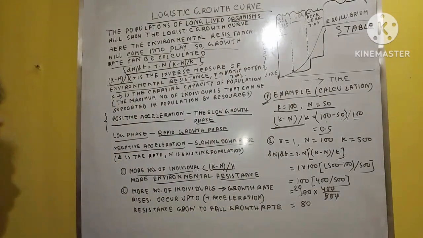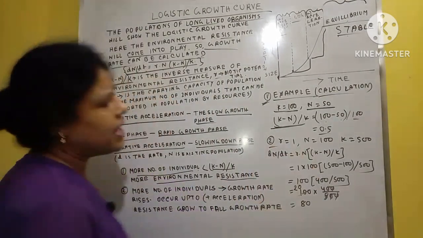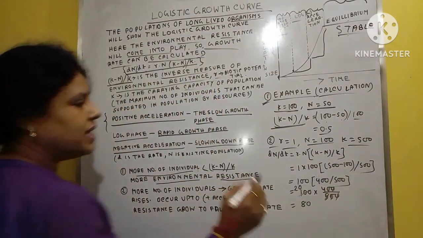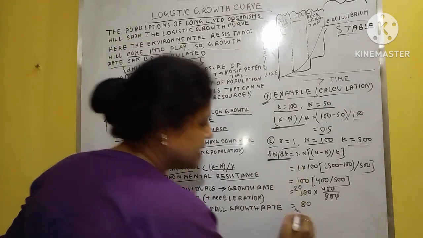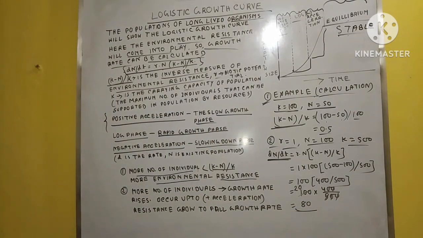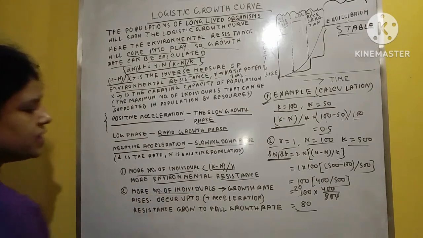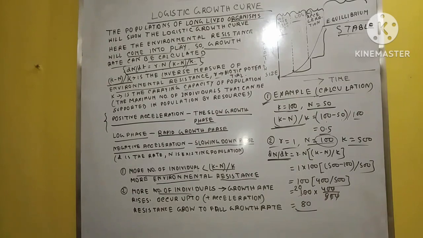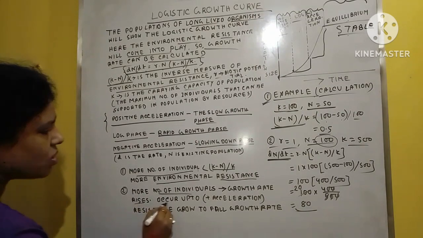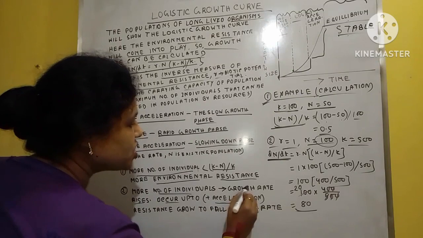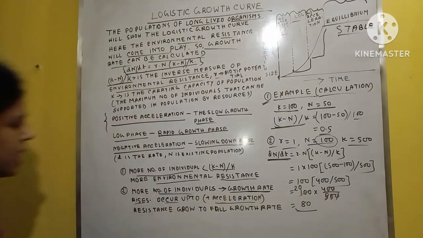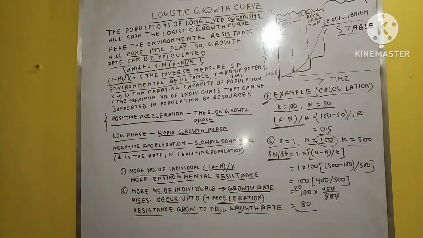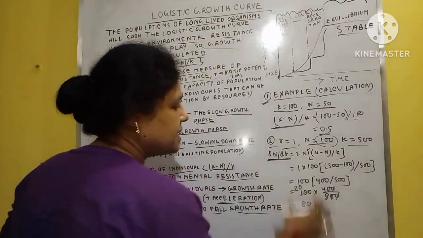And this is the second example, where r is 1, N is 100 and K is 500. In that situation, dN/dt is 80. So here the number of individuals is 100. In that situation, the rise occurs up to the positive acceleration, that is the growth phase, and then resistance grows and the growth phase falls. What it is saying is that dN/dt is 80.